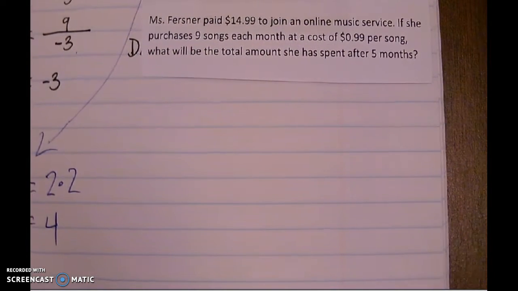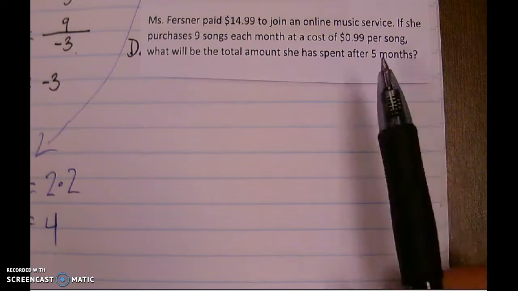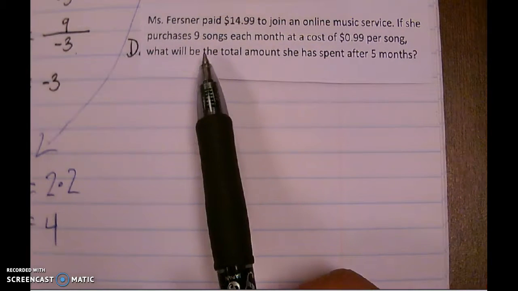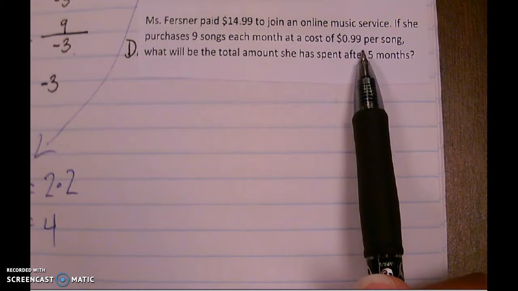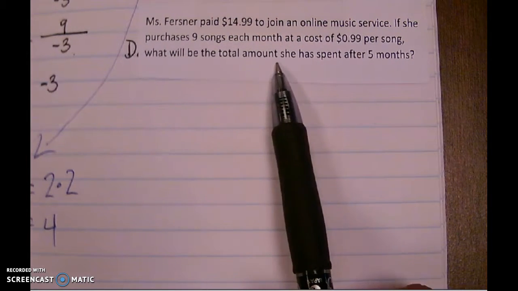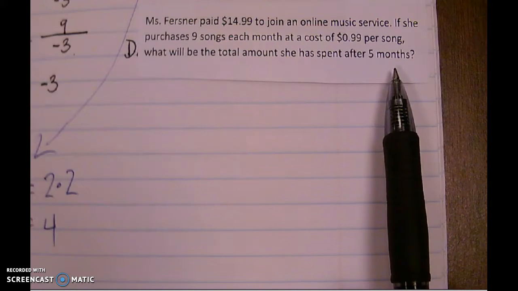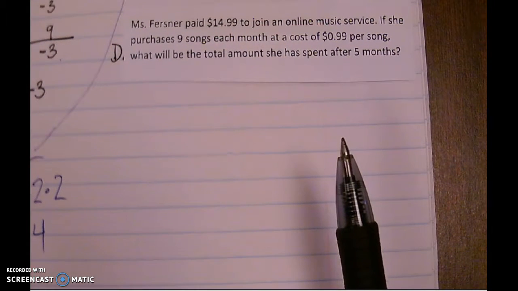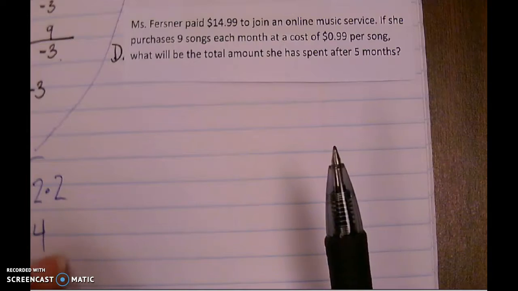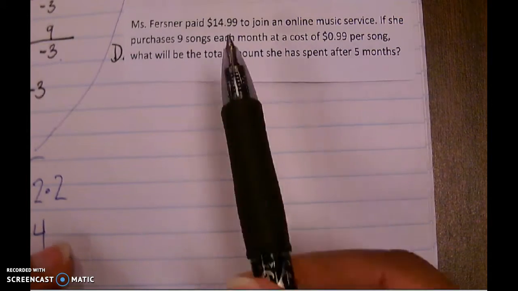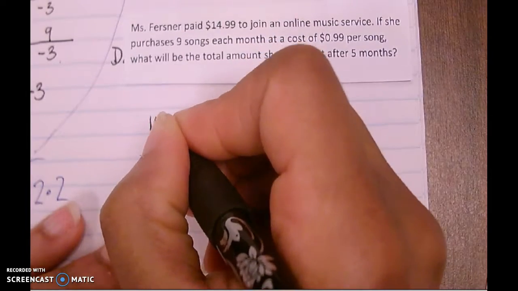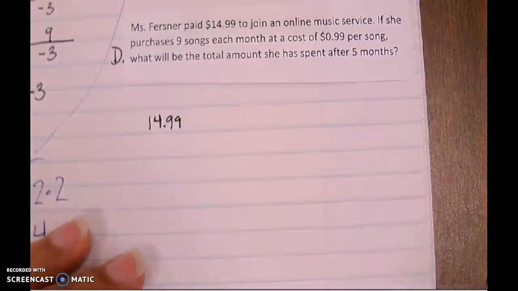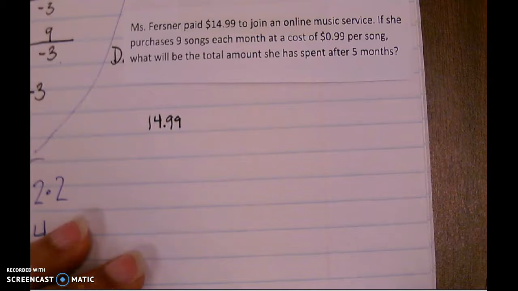It says, Ms. Fersner paid $14.99 to join an online music service. If she purchased 9 songs each month at the cost of 99 cents per song, what will be the total amount she has spent after 5 months? So the first thing that I need to do for this word problem is set up my problem numerically. The first thing that I know is that there was an initial fee of $14.99. That's how much I had to pay to join the online service.